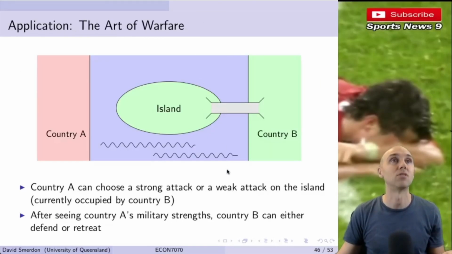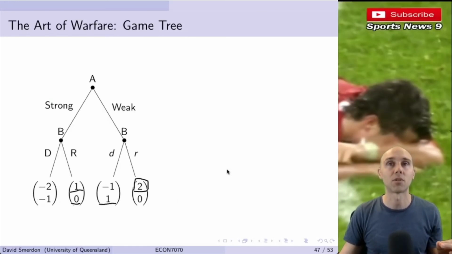Country B can do better. Think of a way to alter the game tree in such a way that the subgame perfect equilibrium is in B's favor. Pause the video now.